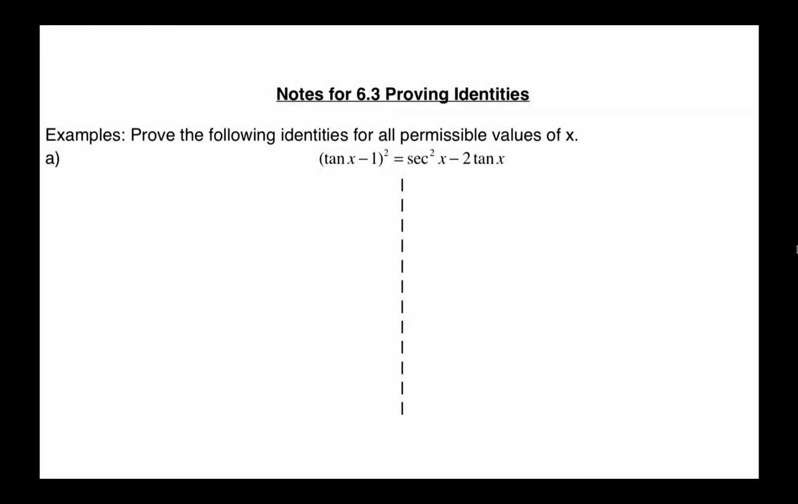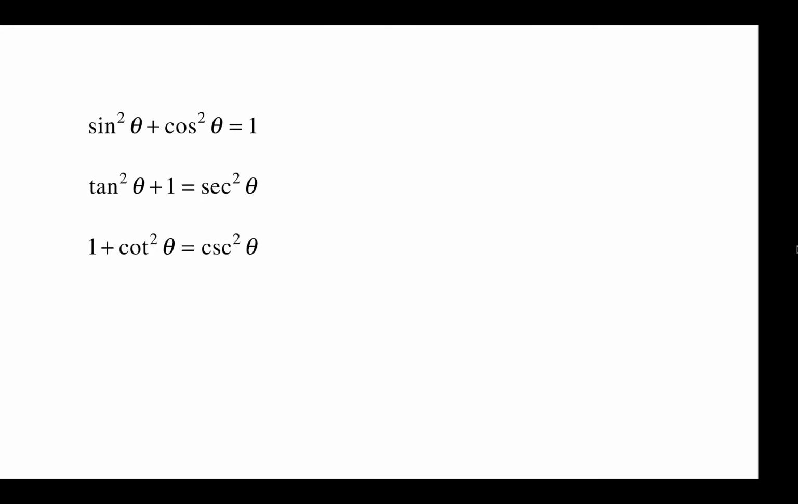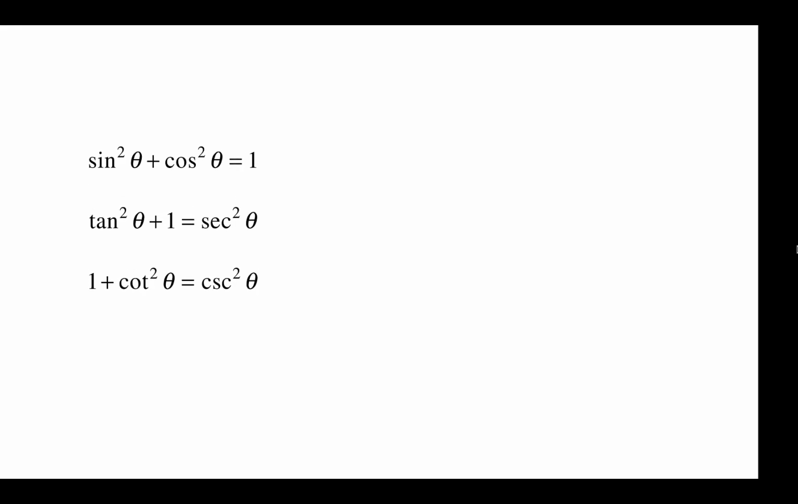So before I get into these examples, we're proving trig identities, and we're doing proofs for all permissible values of x or theta, whatever the case may be. I wanted to just take a moment to show you trig identities like this. These are the Pythagorean relationships. You can actually take these and rearrange them to suit your needs.